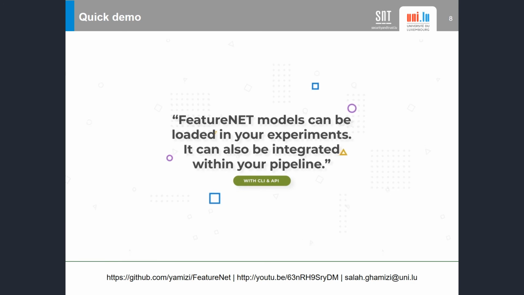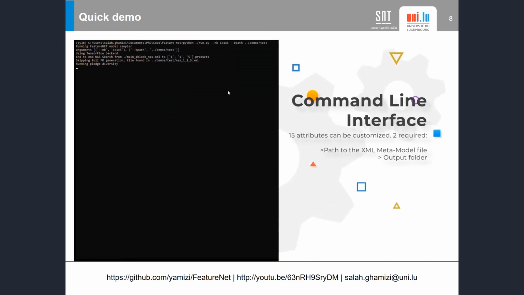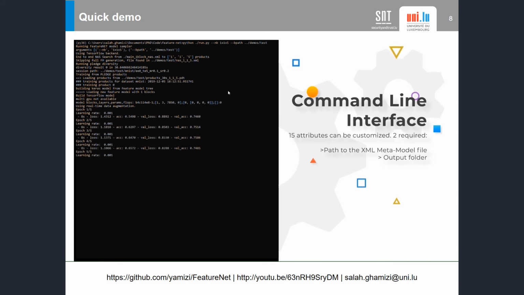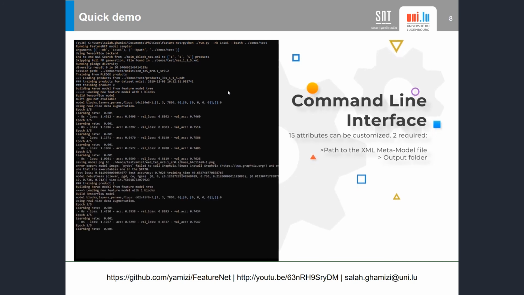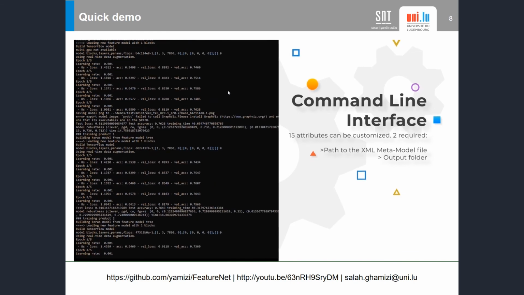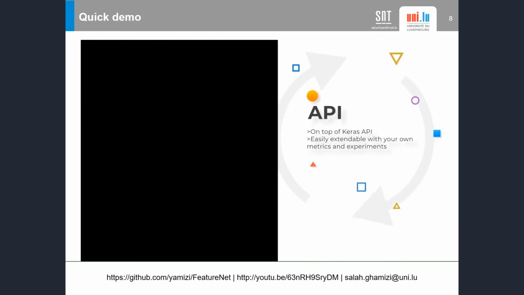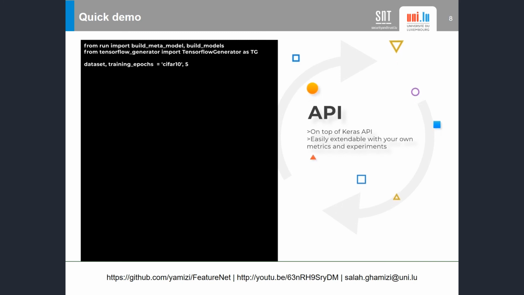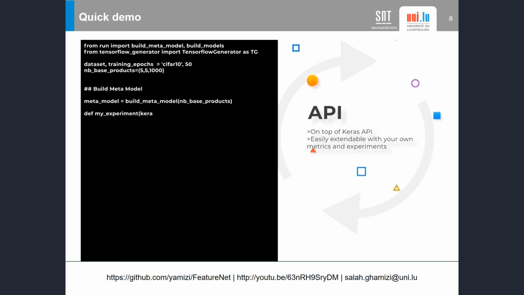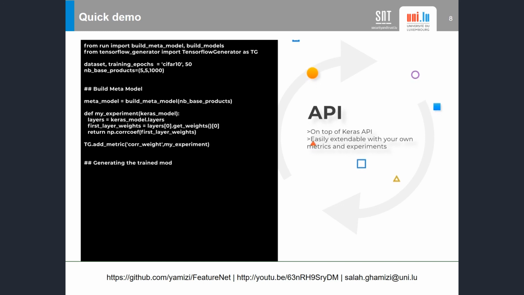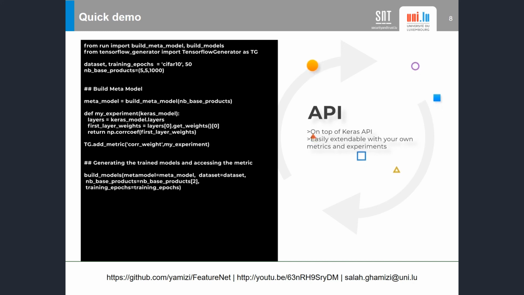Our tool can also be used within your pipeline using a command line interface where you can provide the parameters of the tool and then run all your experiments. Finally, we also provide an API that can be integrated so you can extend the tool with your own experiment and code. Here, for instance, we are running an experiment to compute the weights and the correlation between the layers. As you can see, you can just plug in your hooks or your experiment and then run the TensorFlow code.